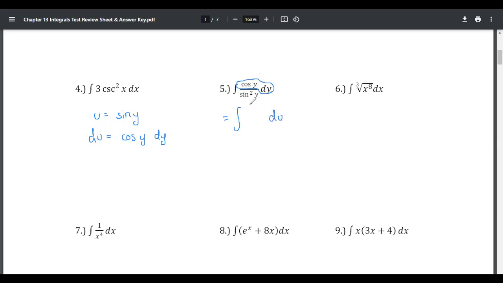And what remains? Cos y dy became du. What remains is sine squared y, but it is in the denominator. So what do you write it as? Would you split it up, like cos over sine and then 1 over? No, cos y dy is already part of du. All of this is just du. So what remains is sine squared y only, and that is also in the denominator. So first of all, you would do 1 over, but 1 over what? If u is sine y, what is sine squared y?